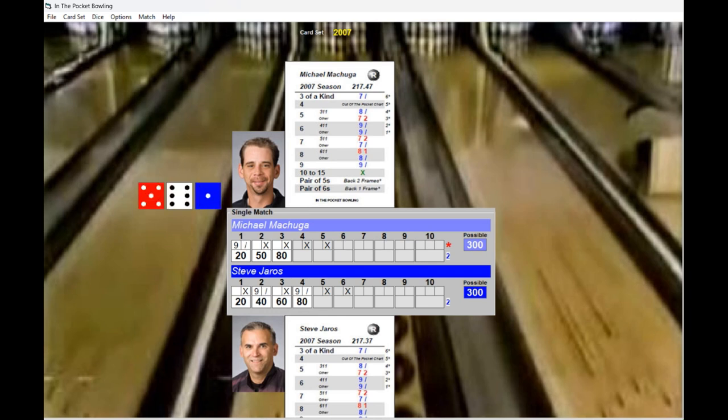Machuga bowls a 5-6-1. That's a 12. That's a strike. So 5 straight strikes for Machuga. On to 7. He throws a 5-3-1, and no, that's not a strike. That's only 9.